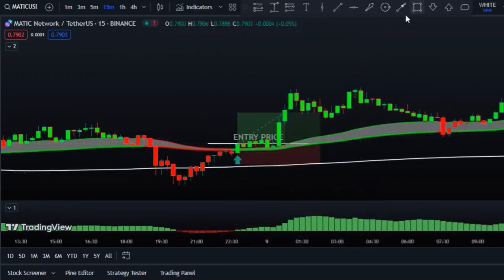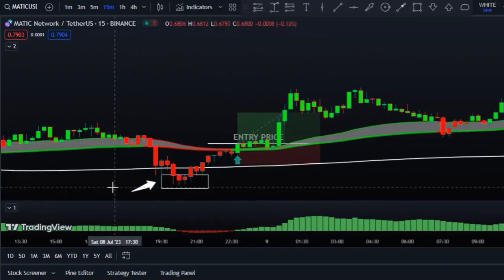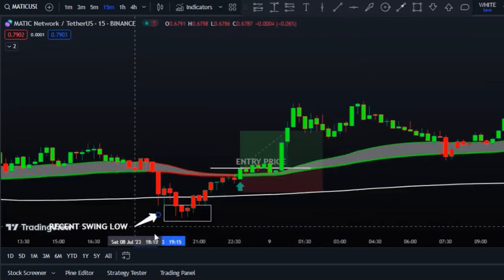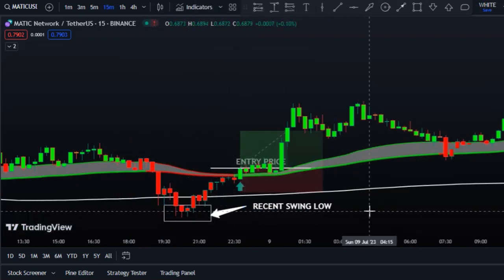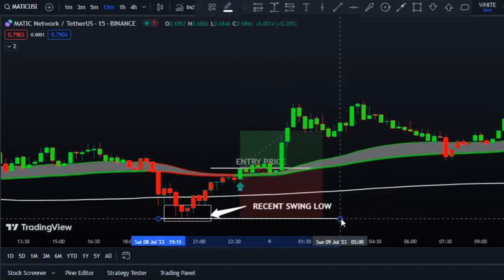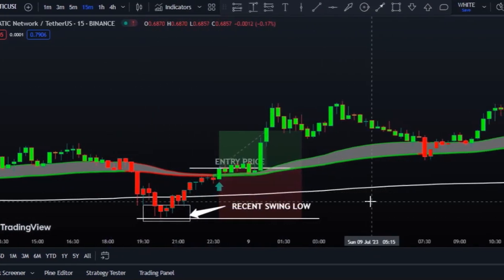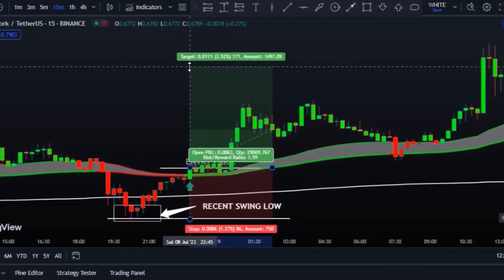Then find the recent swing low and place your stop loss below it. And then exit the trade when your profit is double the amount of risk.